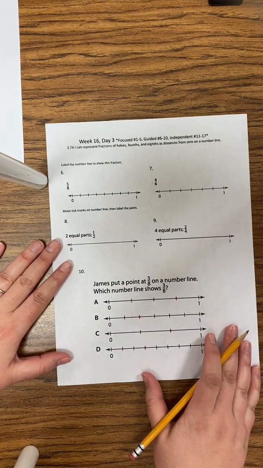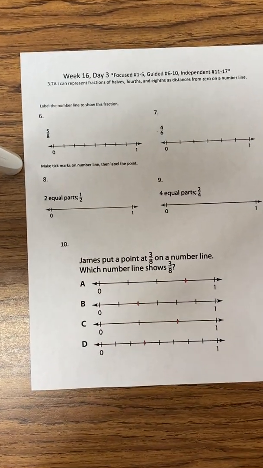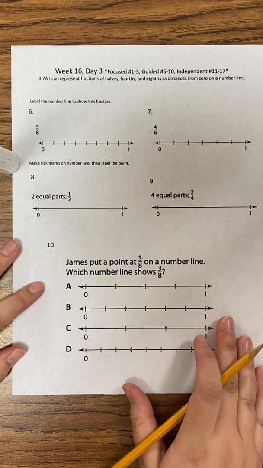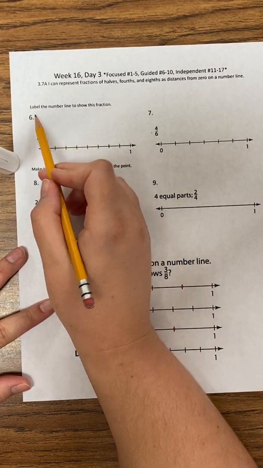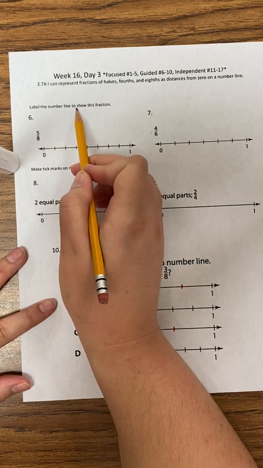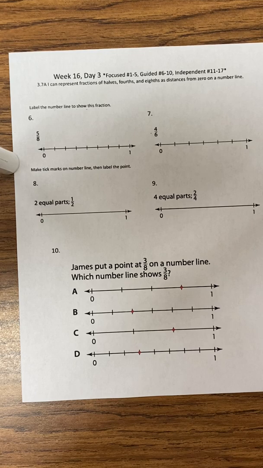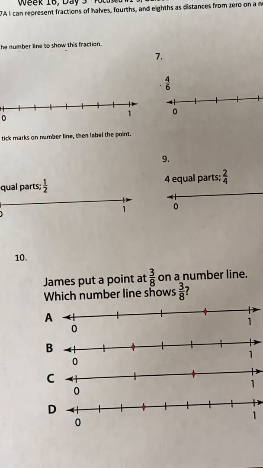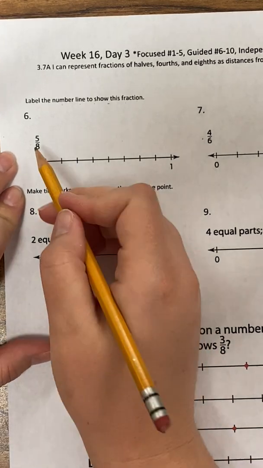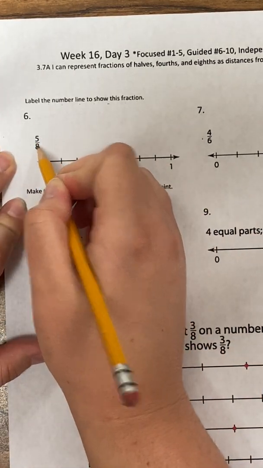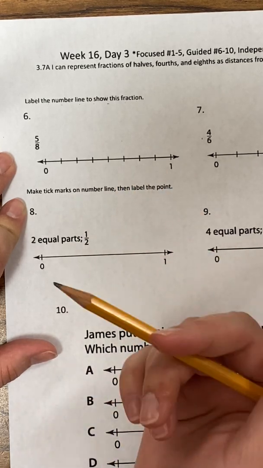Okay. So, going to need to zoom in again. There we go. All right, so number 6. Always read the directions. Label the number line to show this fraction. Okay. Let me zoom in a little bit more. All right, number 6. Here we go. So for 6, our fraction is 5/8. So let's make sure that our number line is cut up into 8 equal parts.